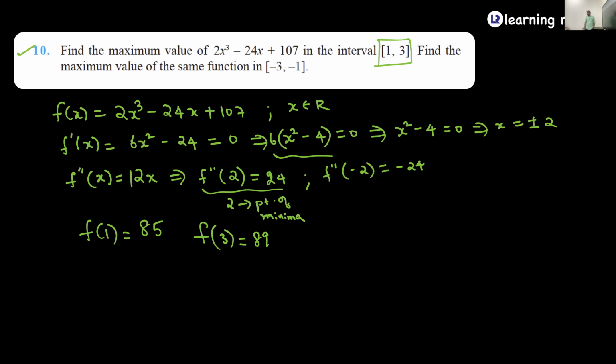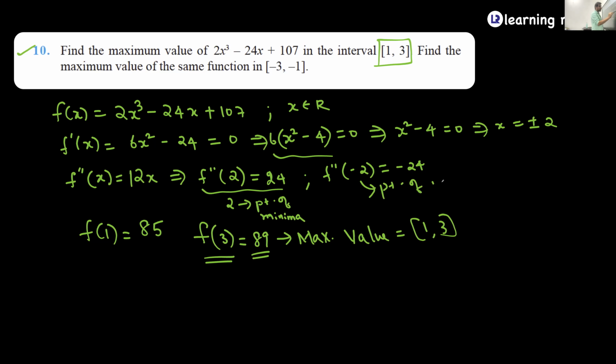So what is the maximum value? This is going to be the maximum value in which interval? In the interval 1 to 3. And where is it occurring? It is occurring at 3, basically. Right. What about the maximum value of the same function between minus 3 to minus 1? Since I have minus 2 as a point of maximum, what is going to be the value of f of minus 2?